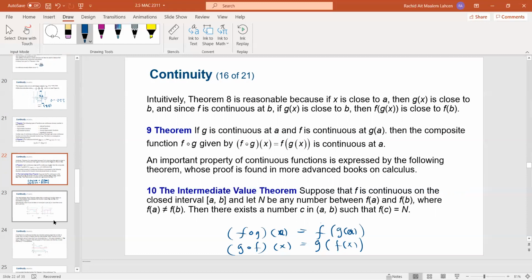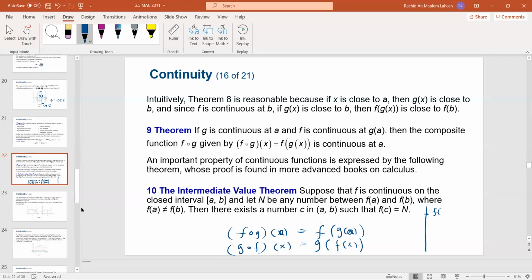An important property of continuous functions is expressed by the following. We won't be dealing with the proofs, but it's a theorem that is correct. The intermediate value theorem is also interesting, and it helps in finding the zeros, for example, or the roots. It will help with the graph. Then I'll do some examples. So suppose that F is continuous on the closed interval AB. Let N be any number. So look at F of A, F of B.